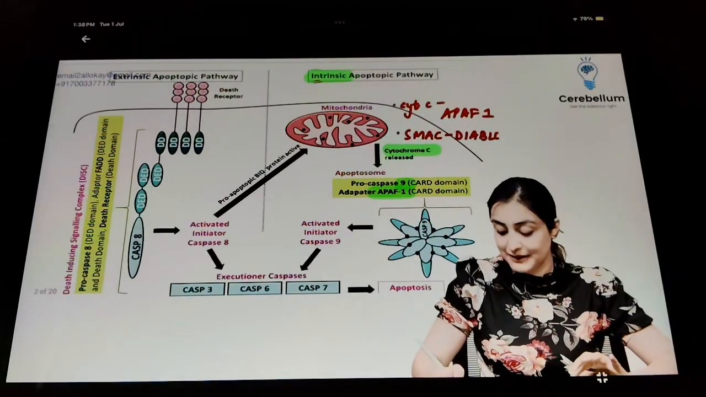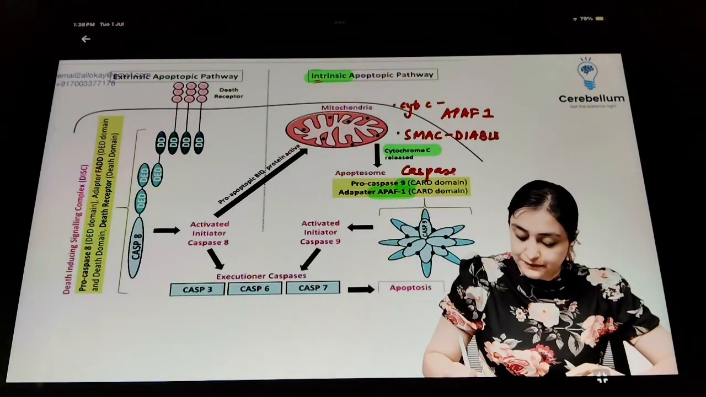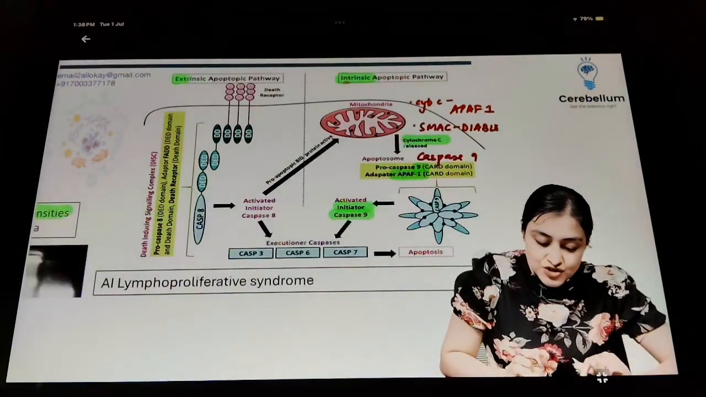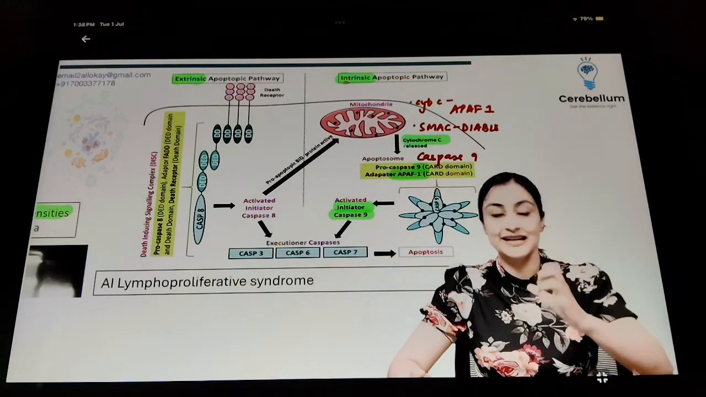So you just want to remember these mediators here. SMAC and Diablo, cytochrome C, APAF1, everybody is going to activate caspase 9. So eventually we have an initiator caspase 9 that gets activated. On the other hand, extrinsic, any sort of viral antigen or cancer, it can mediate the extrinsic pathways.